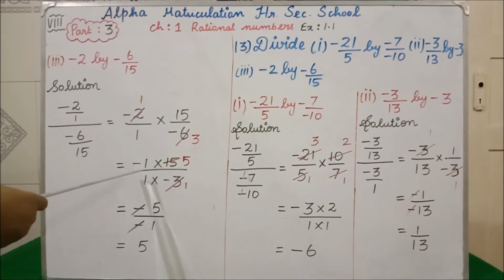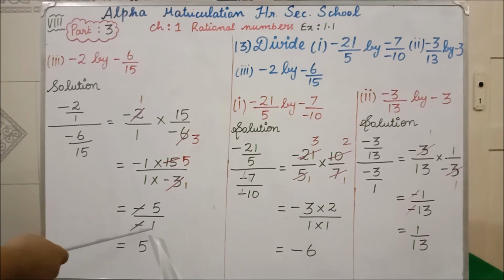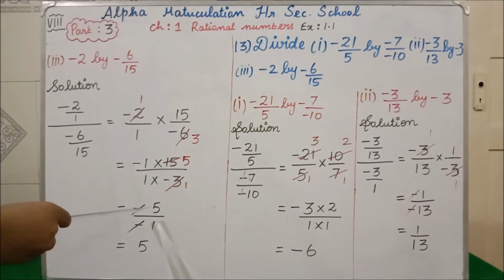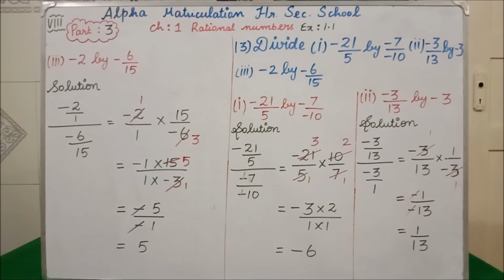So minus 1 into 5 is what? Minus 5. 1 into minus 1 is what? Minus 1. The numerator is having minus and the denominator part is also having minus, which means what? Both the minus will get cancelled. So see, I have cancelled both the minus. So 5 divided by 1 means what? 5. So our answer is 5.